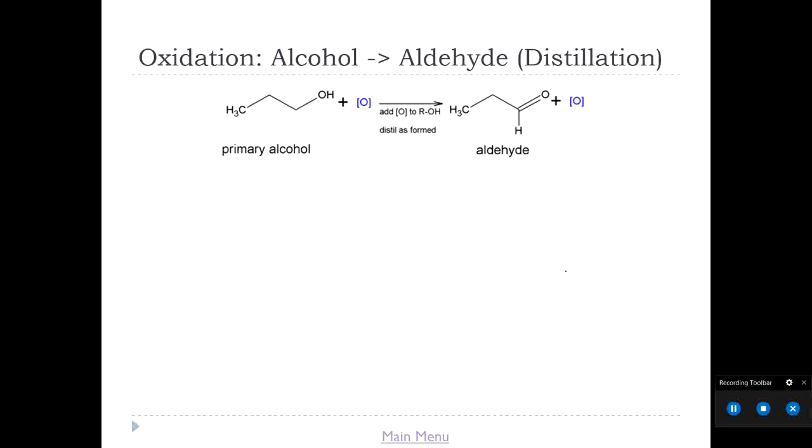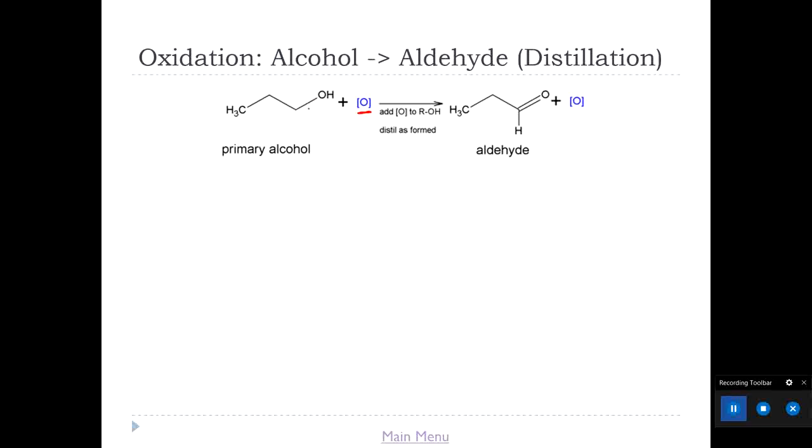So let's start with a primary alcohol. We take our primary alcohol, we add an oxidizer. So this O, there's other things besides potassium dichromate that can be used as an oxidizer. So we can just use this O as a general symbol for the oxidizer that's being added. So we add this, we add our sulfuric acid catalyst, and we oxidize this alcohol.